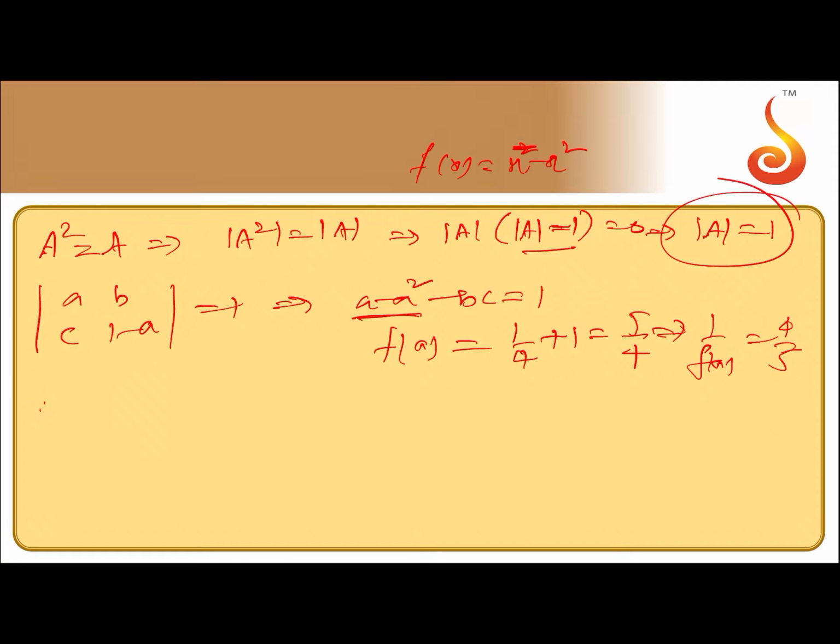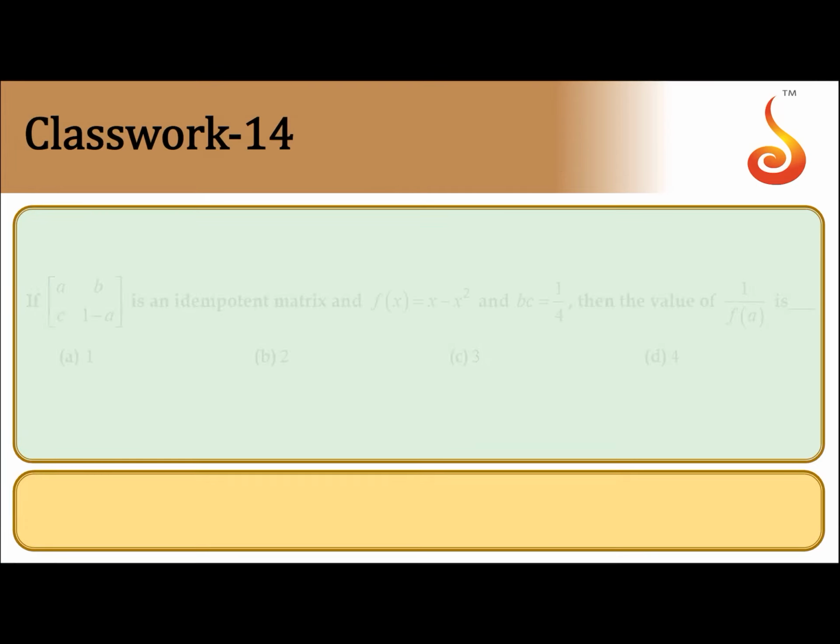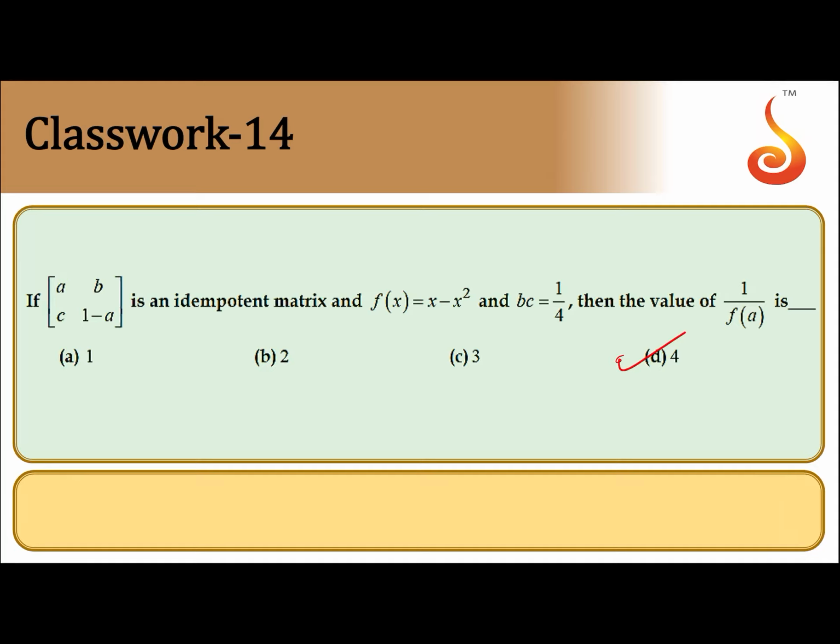Suppose det A is equal to 0, then in that particular case the determinant of the matrix A, B, C, 1 minus A is equal to 0. That implies A minus A square minus BC is equal to 0. So therefore A minus A square is equal to BC. That implies f of a is equal to 1 by 4. So obviously 1 by f of a is equal to 4. So of course the answer is either 4 by 5 or 4. So clearly you could see that 4 is the answer existing. So the answer is D.